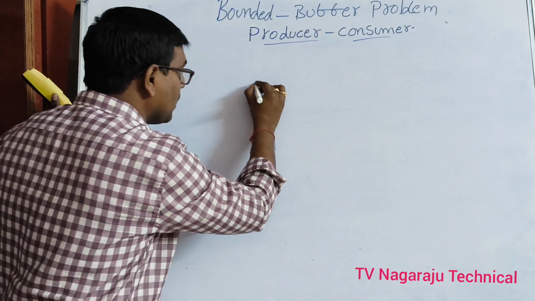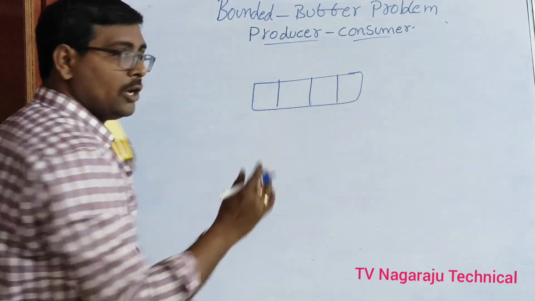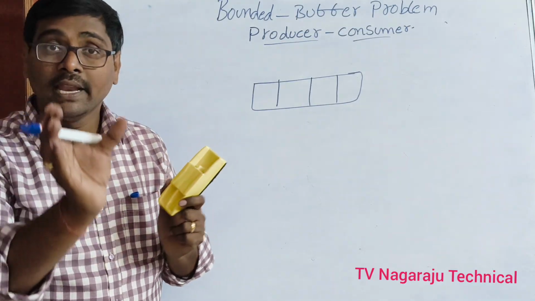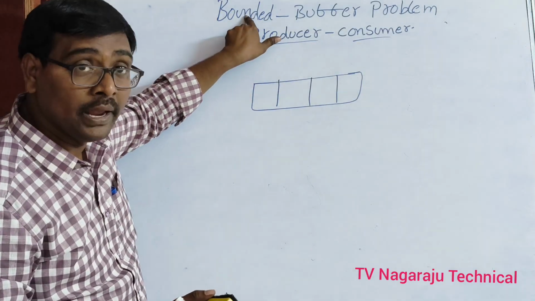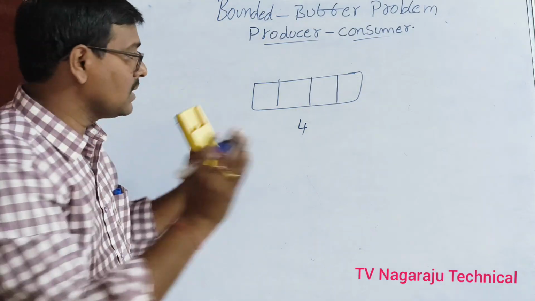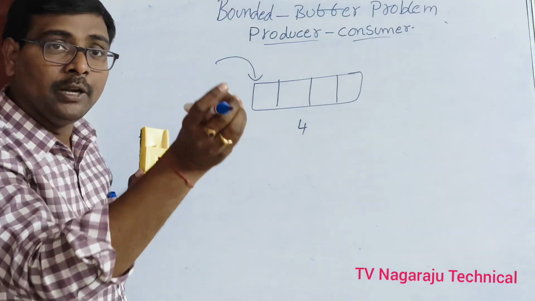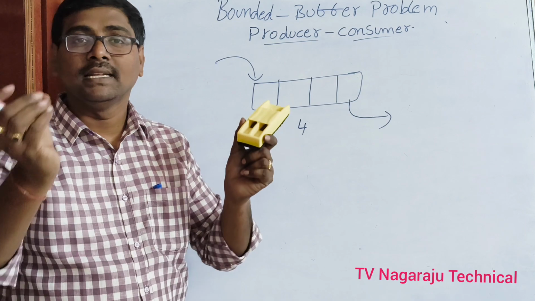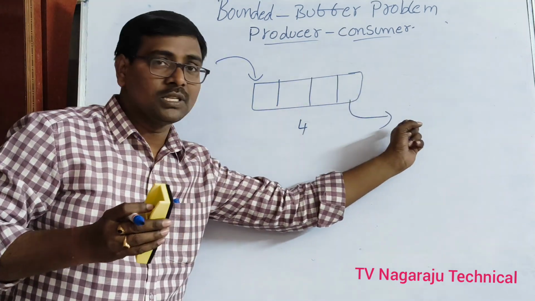Before that, understand the basic concept. This is a buffer of fixed size. You can take the fixed size as either 10 slots or 20 slots or 100 slots, but anyway the size of the buffer is fixed. That is the reason this is called bounded. Assume I have 4 slots. This is my buffer. The producer inserts the item into the buffer. The consumer removes the item from the buffer. That is the general scenario. The producer places the item and the consumer removes the item.